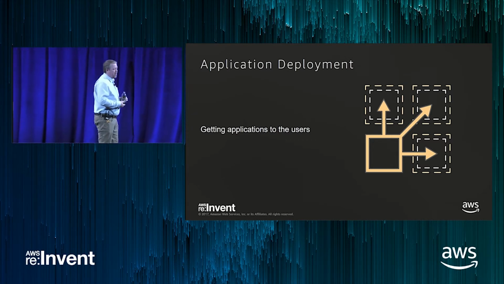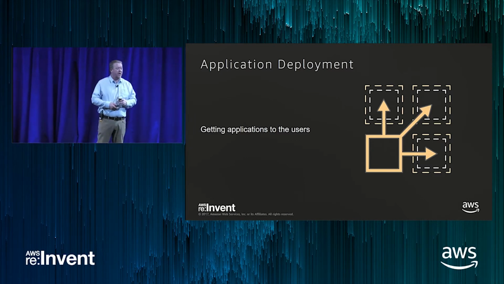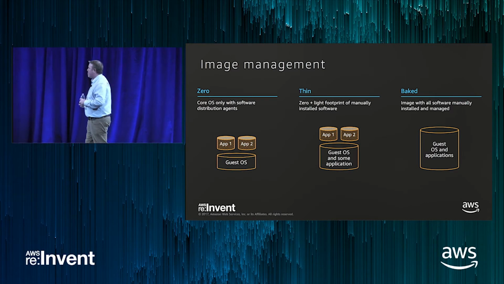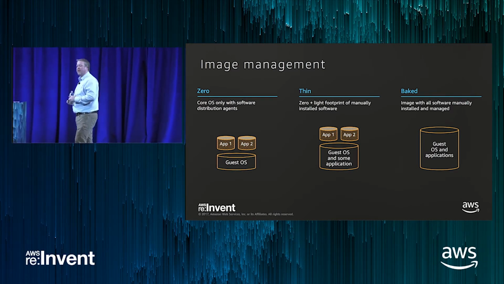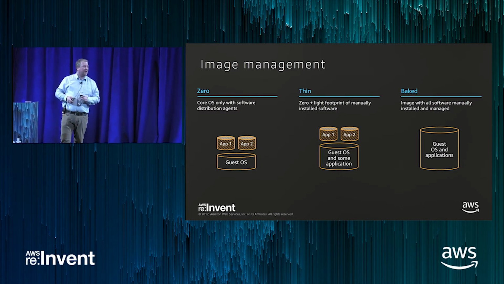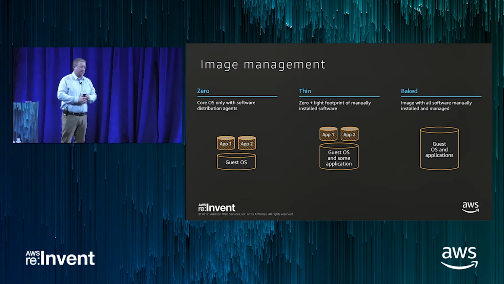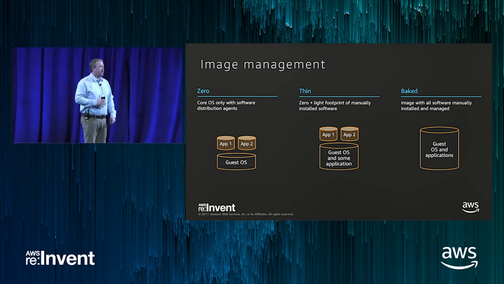We really covered the operating system more than anything. So let's talk about application deployment, where that really brings us. Remember I mentioned image management and the difference between what I would call a zero and a baked image. I think we all understand the baked image concept. That's typically how things were done in the past. I try to convince, or at least talk my customers into, getting as close to zero as possible.